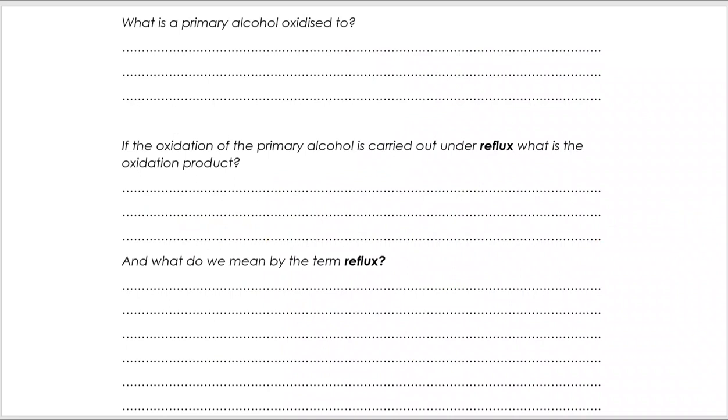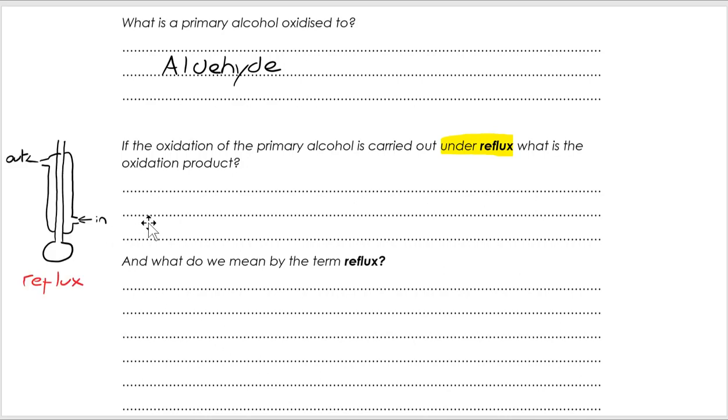So let's move on. Let's look at primary alcohols, what they're oxidized to, and what might happen under reflux. We also need to know what reflux actually means. So a primary alcohol will always be oxidized to an aldehyde, and we're going to see that in action a little later on. If it's carried out under reflux, we do get a different oxidation product. So the under reflux here is key. And I've drawn a diagram here to represent reflux. We have a Liebig condenser, we have water going in, water coming out, we're heating from below, and we need to think about A, what that leads to, and B, why we do it.